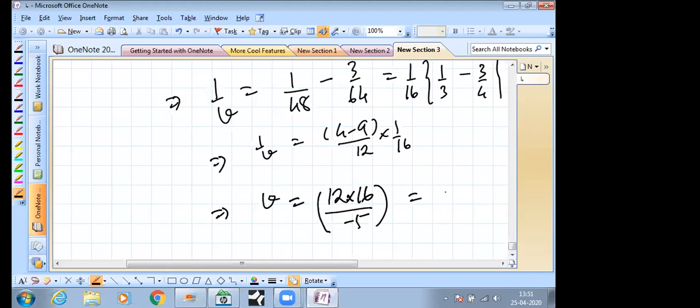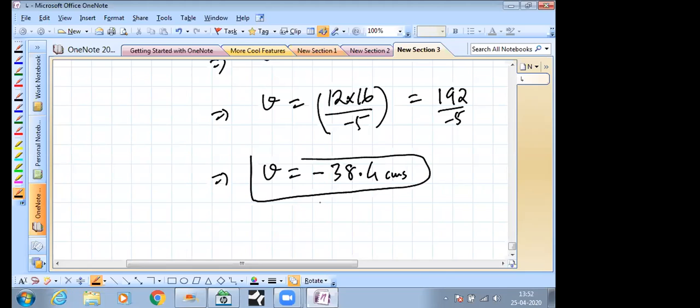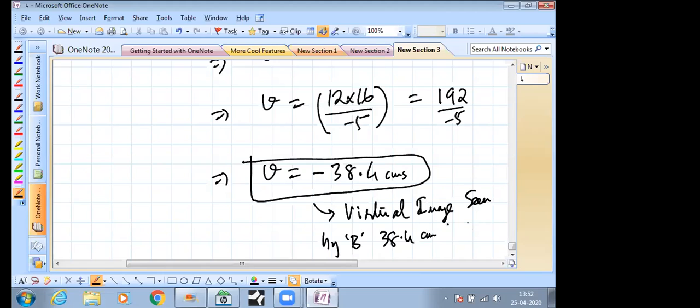So that is 192 by minus 5. So V comes out to be minus 38.4. This still means it's a virtual image only because it's on the same side. Okay, so virtual image seen by B, 38.4 centimeters behind the pole.